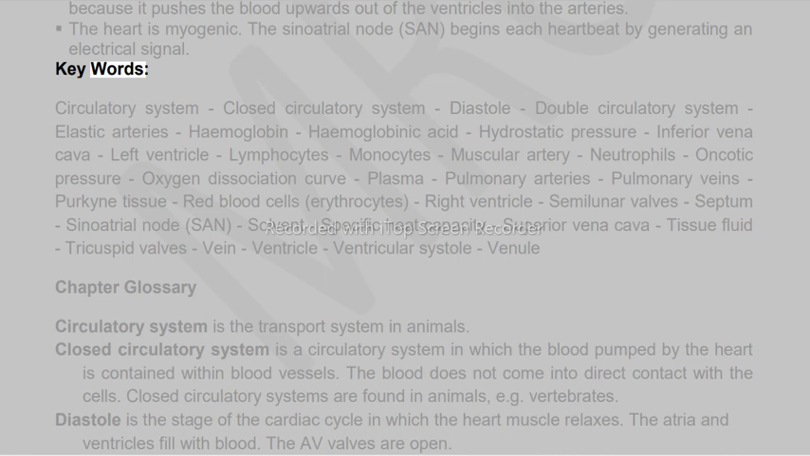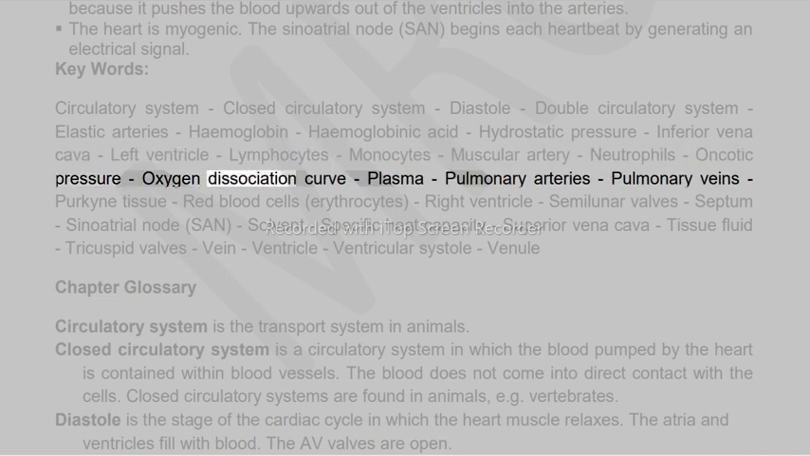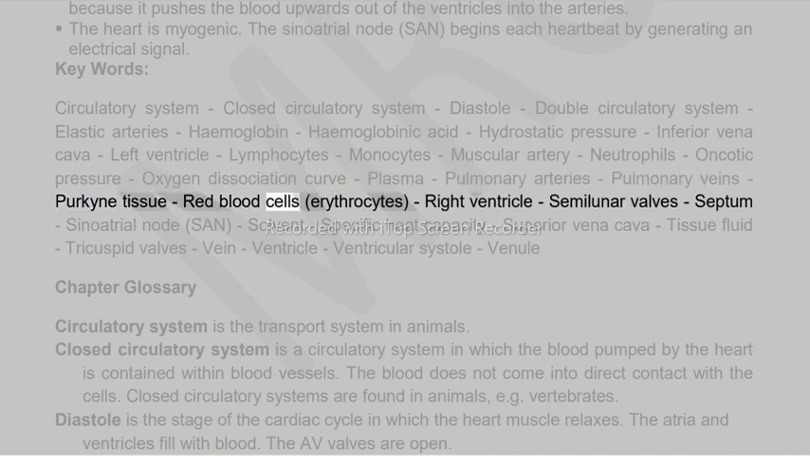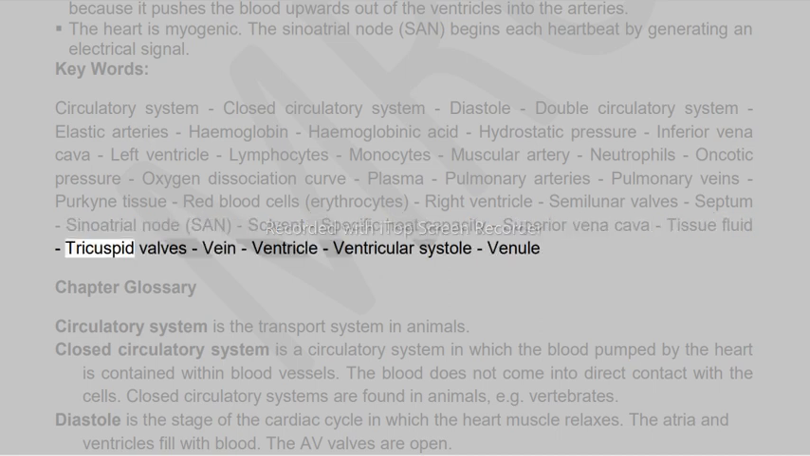Key words: circulatory system, closed circulatory system, diastole, double circulatory system, elastic arteries, hemoglobin, hemoglobinic acid, hydrostatic pressure, inferior vena cava, left ventricle, lymphocytes, monocytes, muscular artery, neutrophils, oncotic pressure, oxygen dissociation curve, plasma, pulmonary arteries, pulmonary veins, Purkinje tissue, red blood cells, erythrocytes, right ventricle, semilunar valves, septum, sinoatrial node, SAN, solvent, specific heat capacity, superior vena cava, tissue fluid, tricuspid valves, vein, ventricle, ventricular systole, venule.